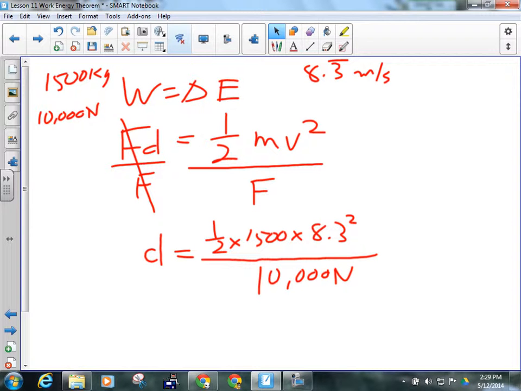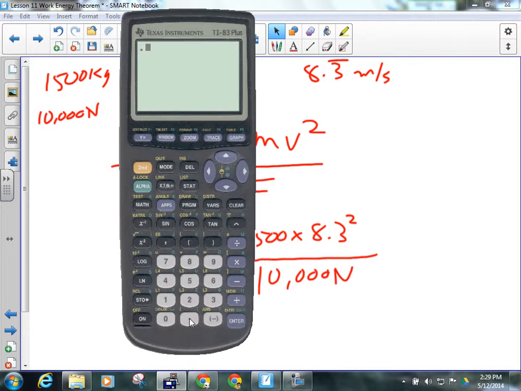So plugging in those numbers. 0.5 times 1,500 times 8.3 squared gives me 51,000. I divide that by 10,000. It's going to take me 5.2 meters to stop. 5.2 meters is a fairly long way, really, when you think about it. If there's a kid running out in front of your car, 5.2 meters can be a long way. It's roughly the length of one row in this class.